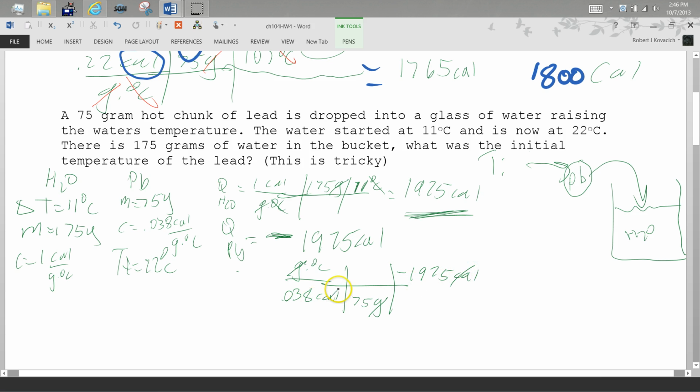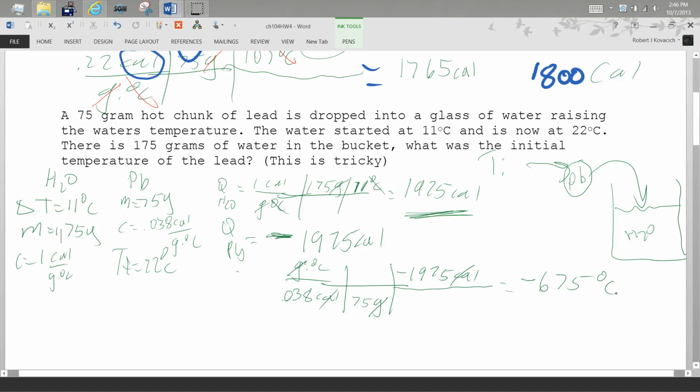How come? So I can cancel out the calorie, and it's negative because that's how much the lead lost. So I'm going to divide that by 0.038. I'm going to divide that by 75. And so I get negative 675 degrees C. Am I done?